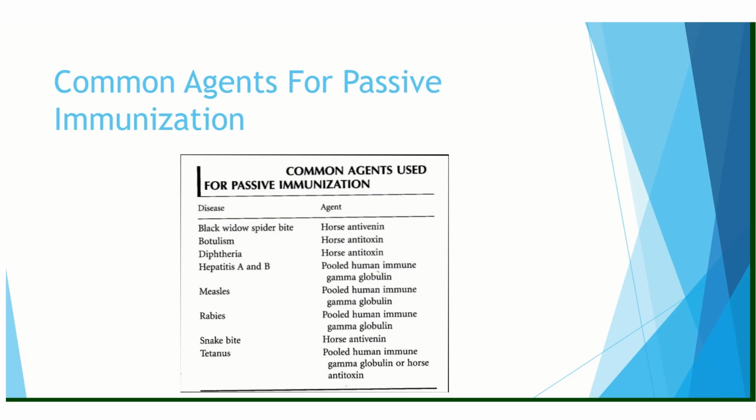So how about the common agents used for passive immunization? For black widow spider bites, they use horse antivenin. In botulism, horse antitoxin; in diphtheria, horse antitoxin. How about hepatitis A and B? Human immunoglobulins. Measles? Also immunoglobulins. Rabies, also immunoglobulins. Snake bites, horse antivenin. Tetanus, human immune globulin.